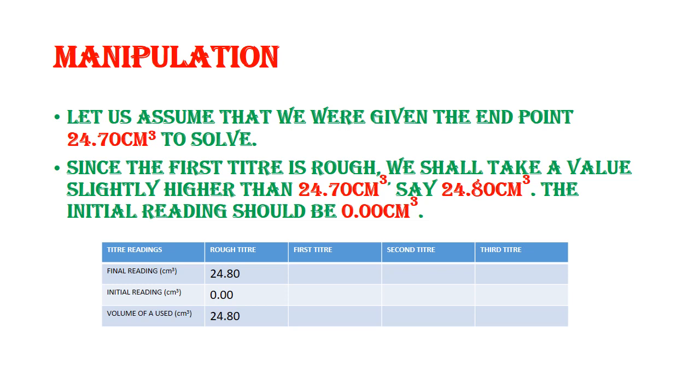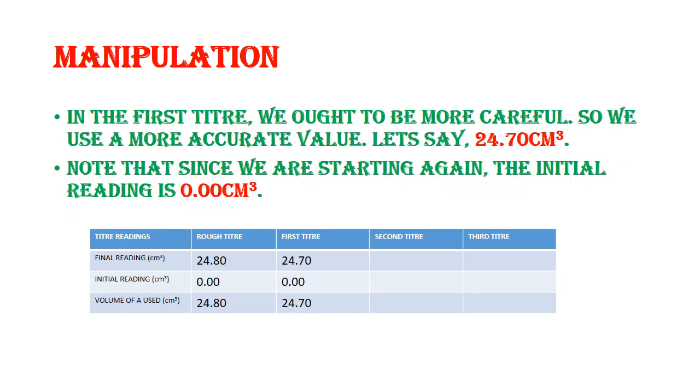Do not forget that we are trying to arrive at an endpoint or average Titer value of 24.70. Okay. Now, in the first Titer, we ought to be more careful. Yeah, it's normal. You become more careful in the first Titer. So we use a more accurate value. Let's say 24.70 centimeter cube. Okay, so you put the one that you are solving towards, because this is the first Titer.